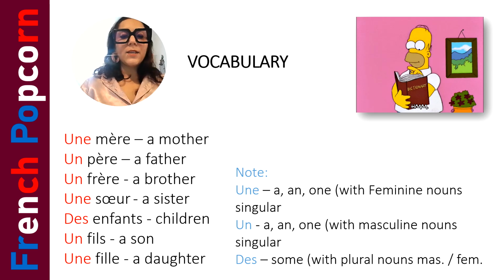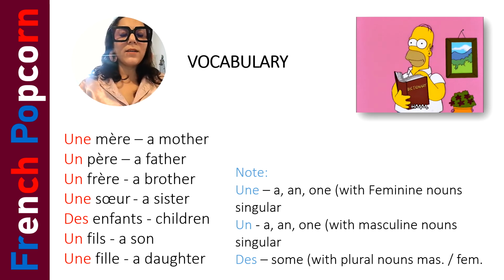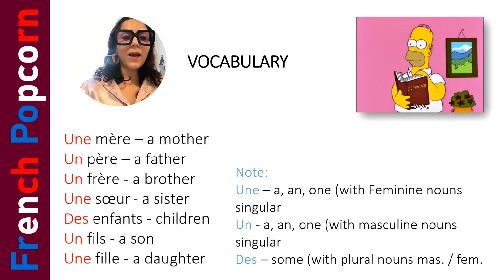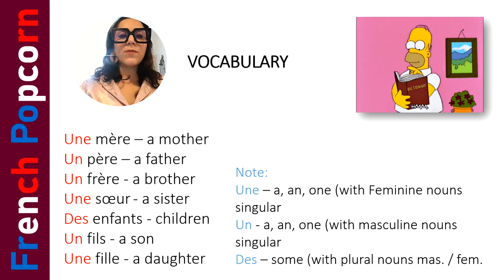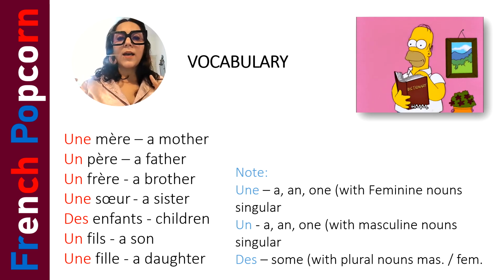First of all, a bit of vocabulary. So just repeat after me. First, we have une mère, a mother, un père, a father, un frère, a brother, une sœur, a sister, des enfants, children, un fils, a son, and the last one is une fille.